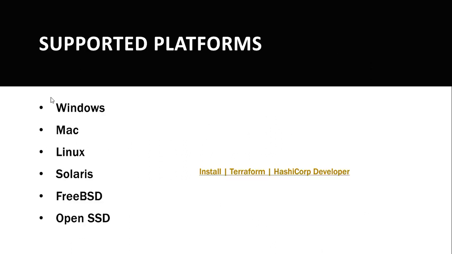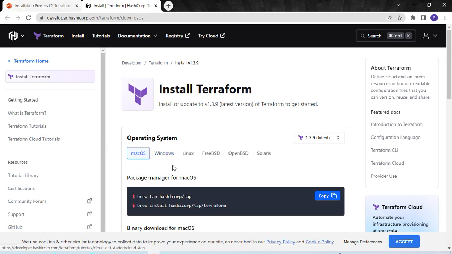These are the operating systems supported by Terraform: Windows, Mac, Linux, Solaris, FreeBSD and OpenBSD. This is the basic link from where we will download Terraform. If you can see the operating system list here, you can install based on your requirement.